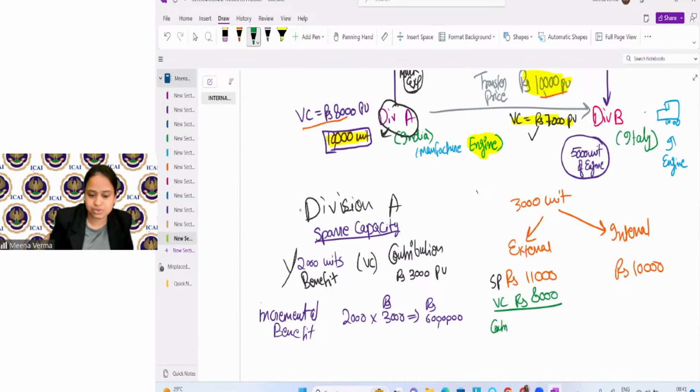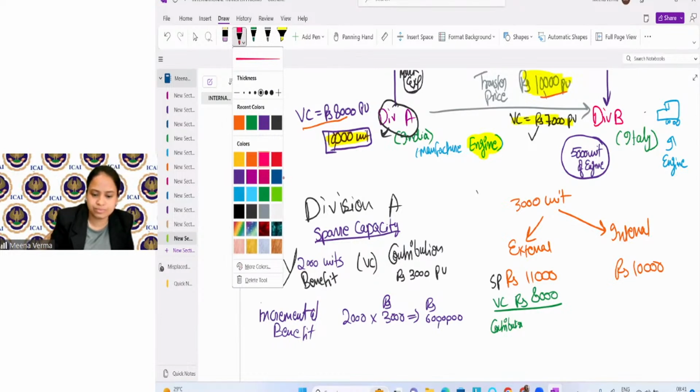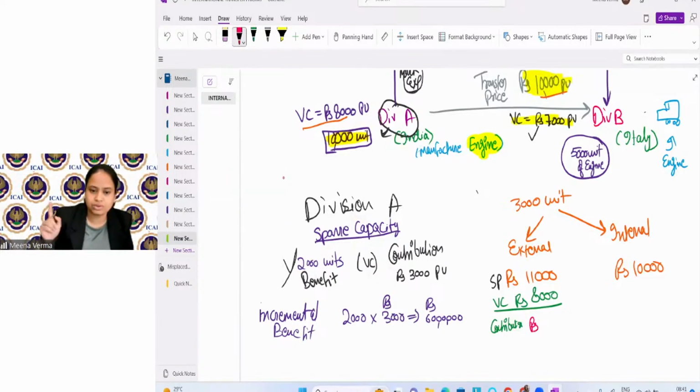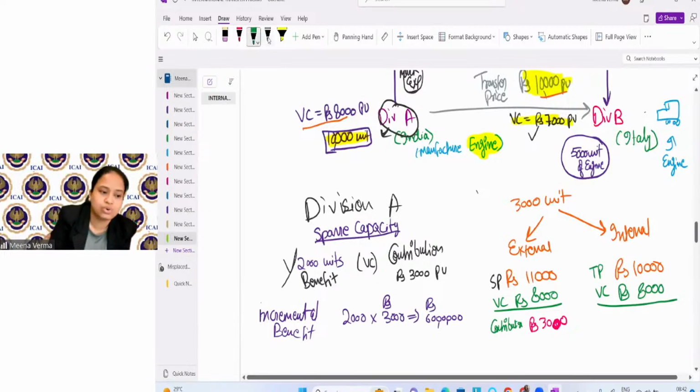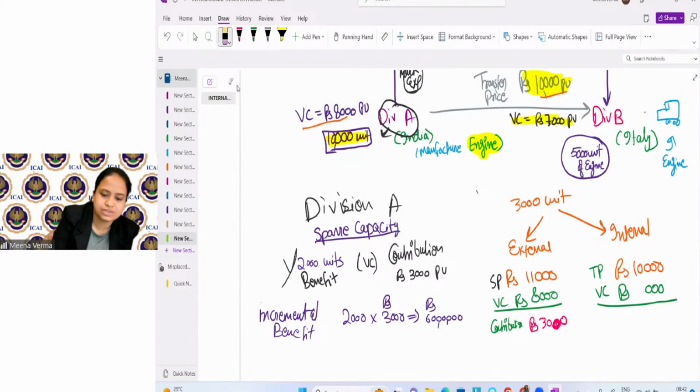So the contribution is what? Contribution is rupees 3,000. You can see, here the contribution they're earning is 3,000. Okay, what is the contribution in the internal case? You can see here the variable cost has been reduced. Okay, so what is it coming? No, not 8,000. It is 7,000. You can see the variable cost here is 7,000.